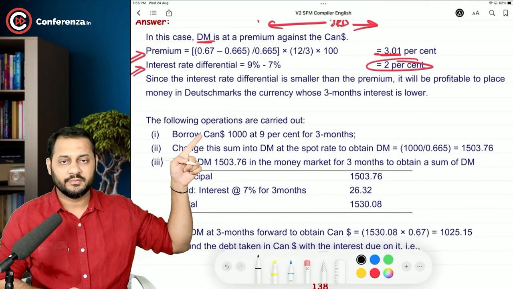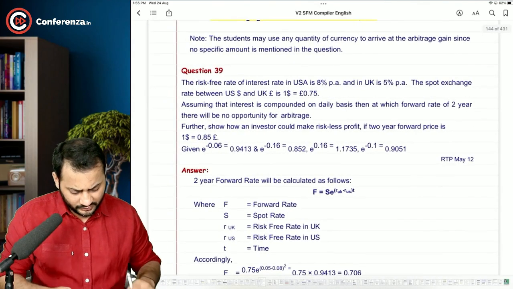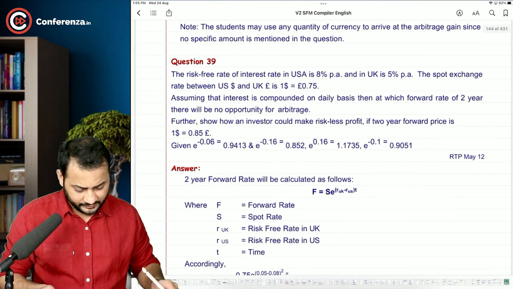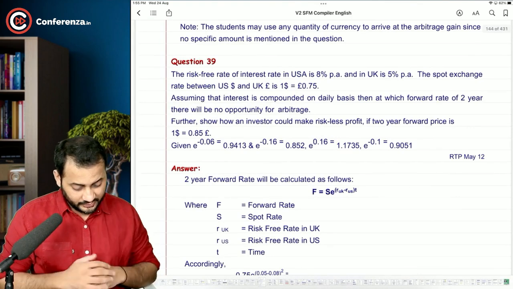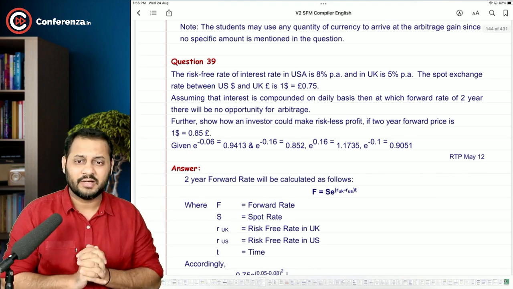Borrow Canadian dollar. See, I'm just leaving that question again. Question number 39. If there is something new, then I will talk about it. Why to waste it? Now this is something related to the forward rates that we have learned in the derivatives part, and that's easy. Have a look.